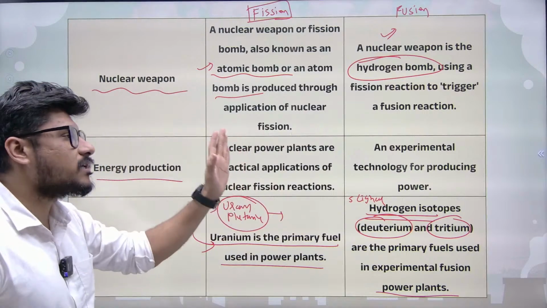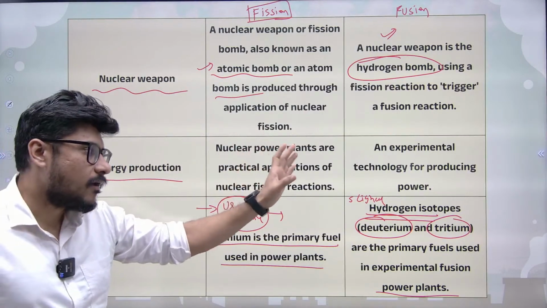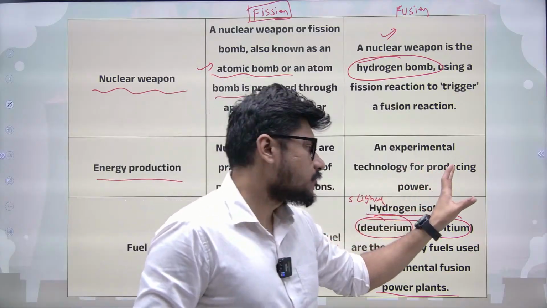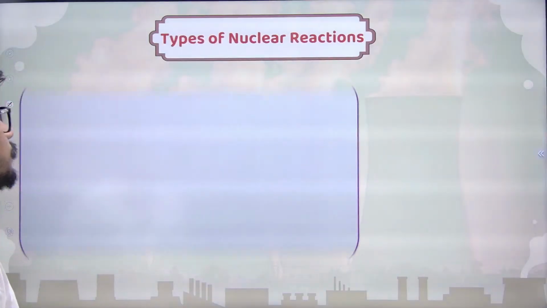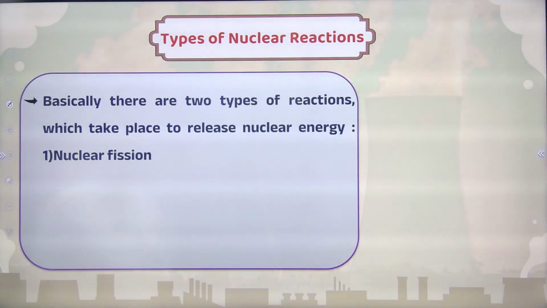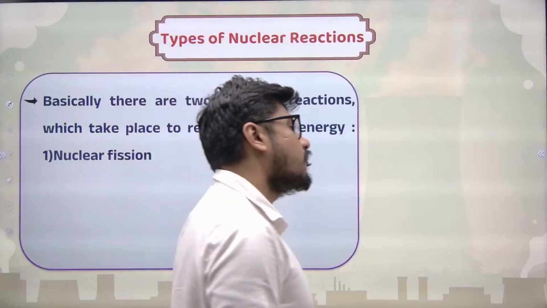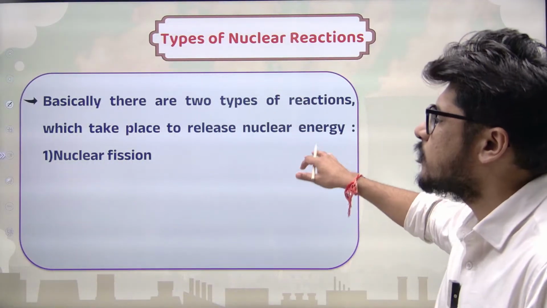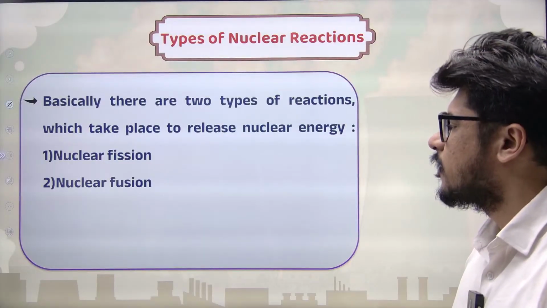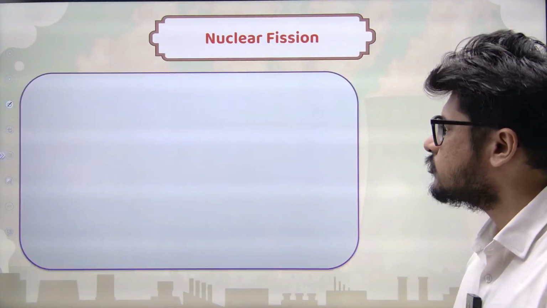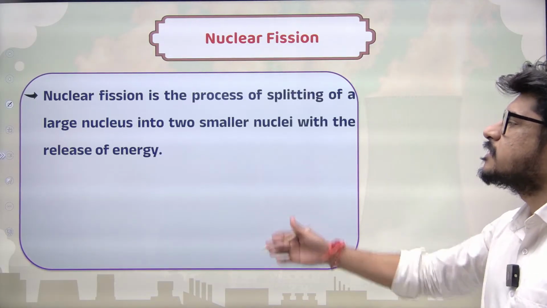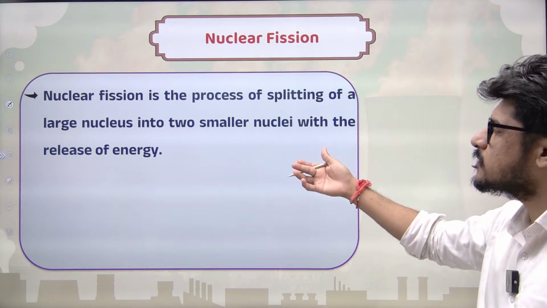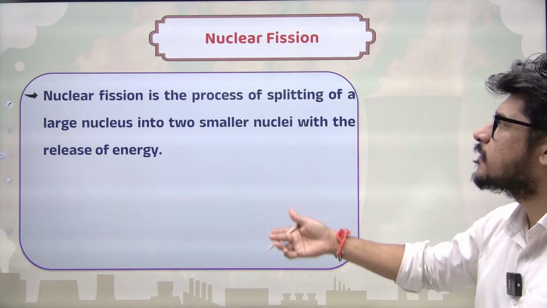We have a very well established fission process, but the fusion process is in the developing state. We have discussed this point. There are two types of reaction: nuclear fission reaction and nuclear fusion reaction. Let us revise this so you can also get it. In the fission process, we are splitting the larger nucleus into two smaller nuclei, which releases energy.